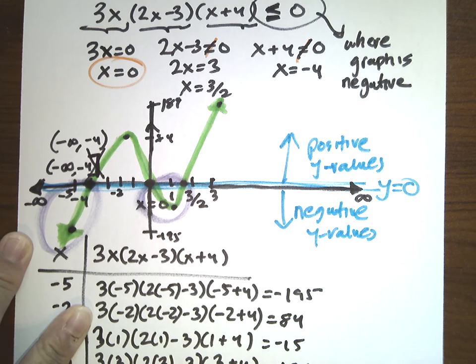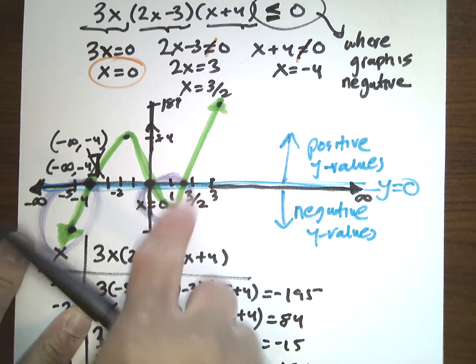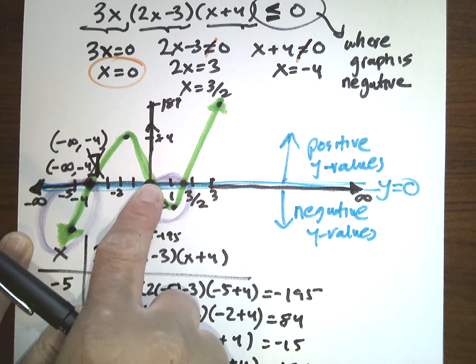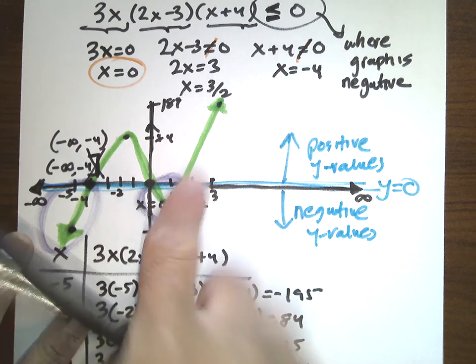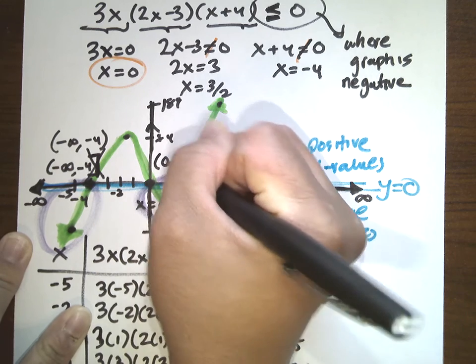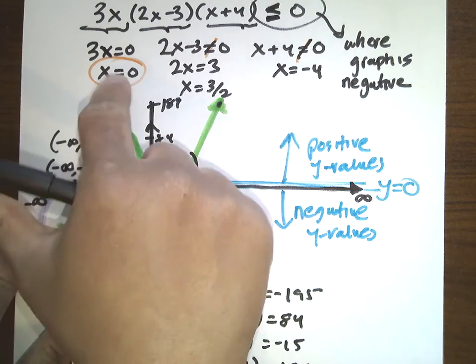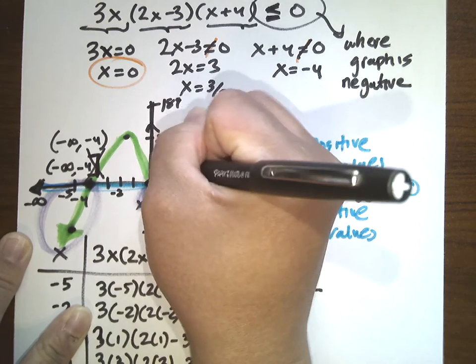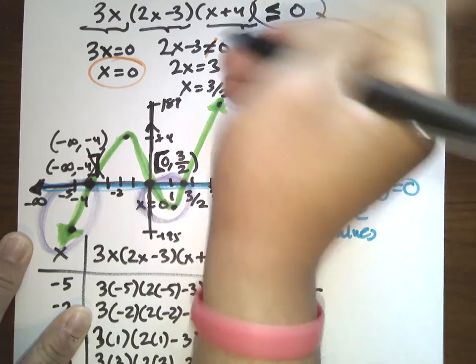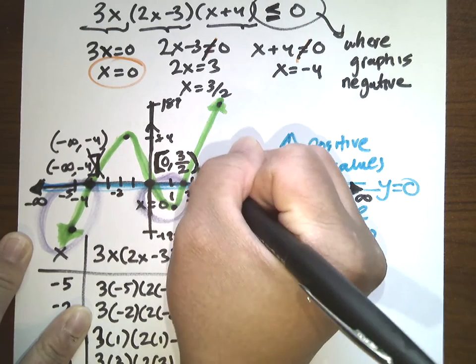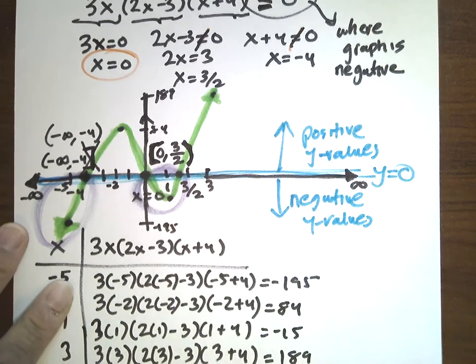All right, now the same thing for this other portion where it is negative. This is negative between when x is 0 and 3/2. So 0 to 3/2. But because x could equal 0, I need a bracket there. But since x could not equal 3/2, I need a parenthesis here at the 3/2.